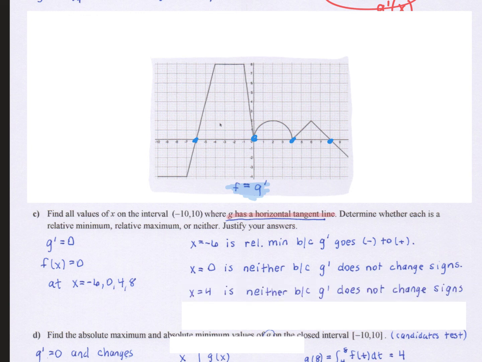And then at x equals 8, I can see my derivative graph goes from positive to negative, indicating that we have a max. Just a reminder, when you do these justifications, you have to make sure that you give the name of the graph, in this case g prime. Because I know that f and g prime are one and the same, every place I said g prime, you could have said f, and that would be just as good.